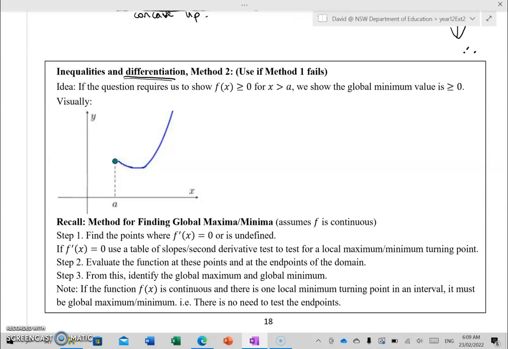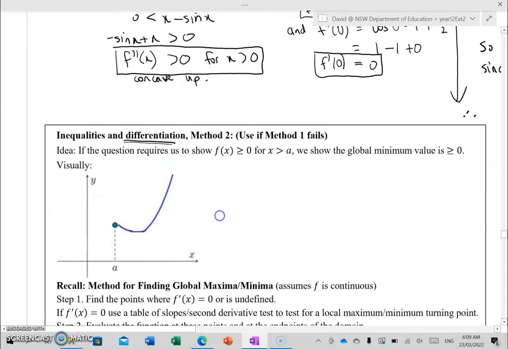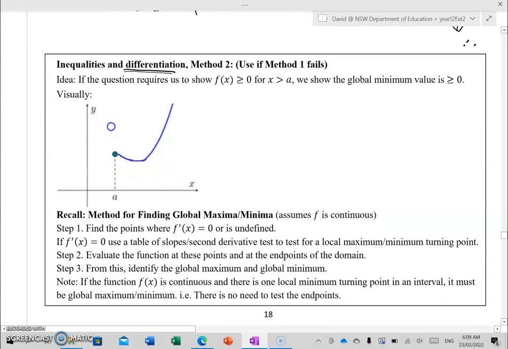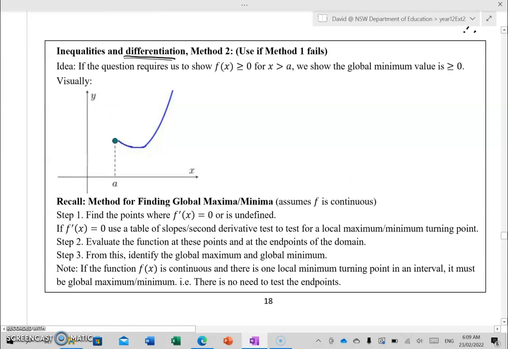The first method relied on the function increasing over the domain, which is a very specific type of function. So the first method involved the function having to increase over the domain, so we just had to check the initial value. But for this particular method, maybe the function doesn't increase over the particular domain. And this method hinges on finding the global minimum.